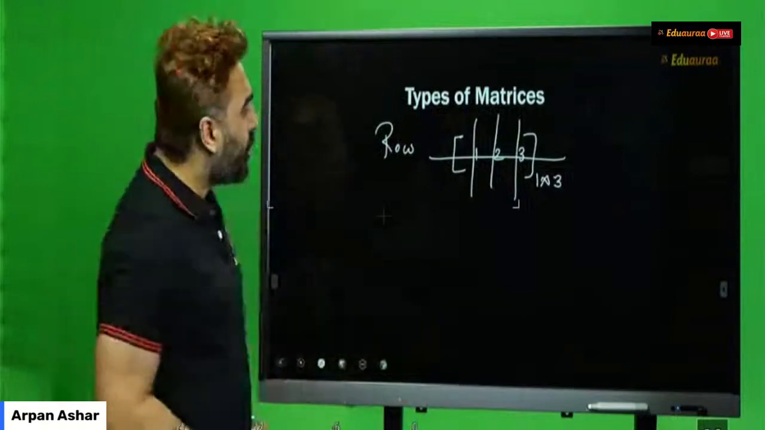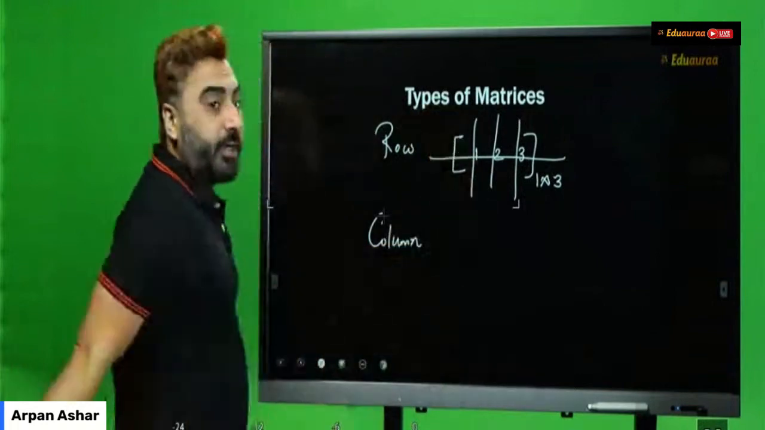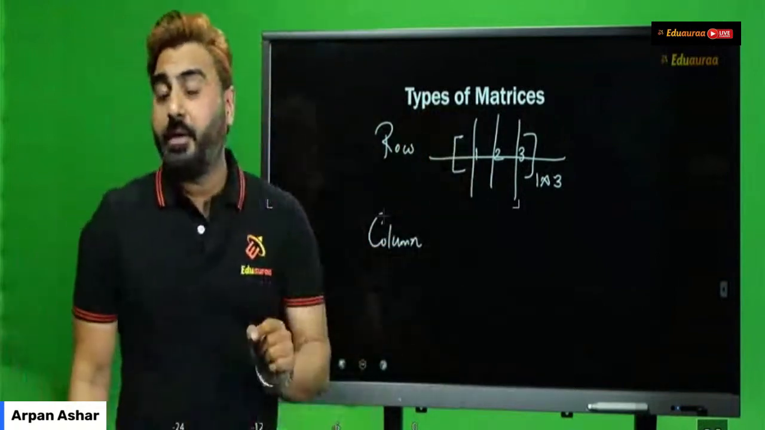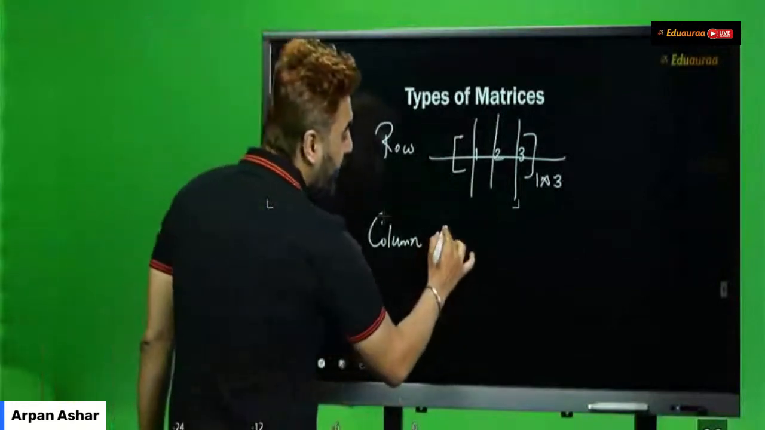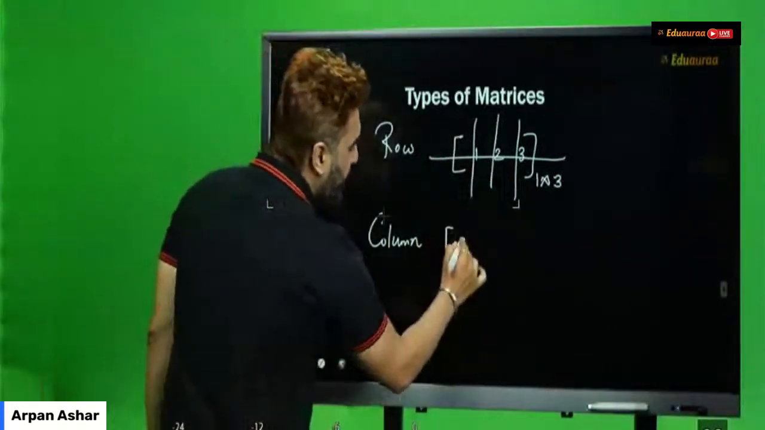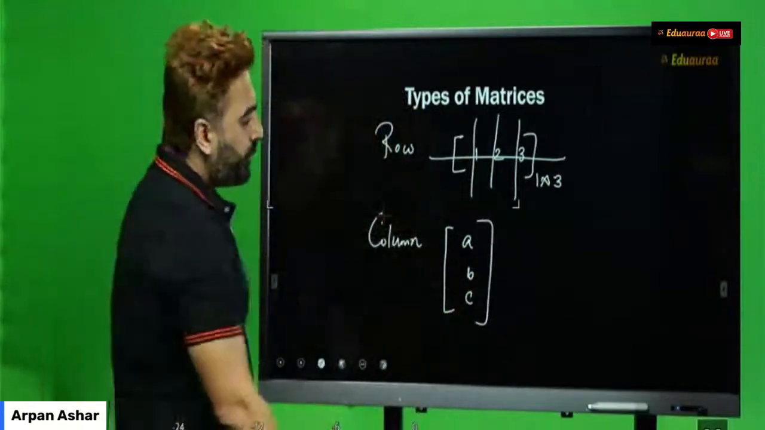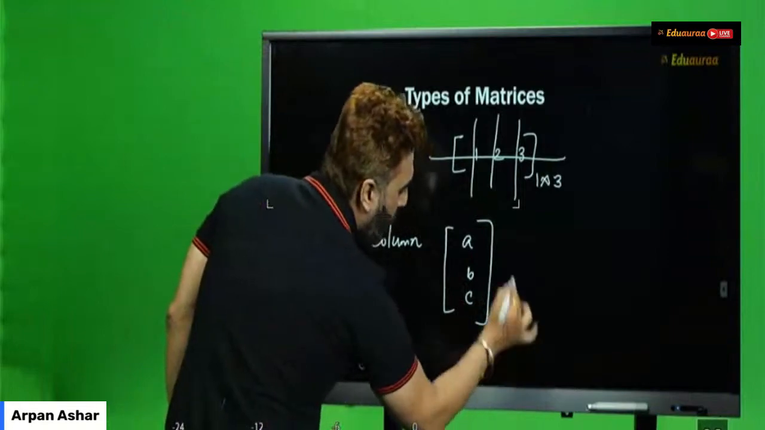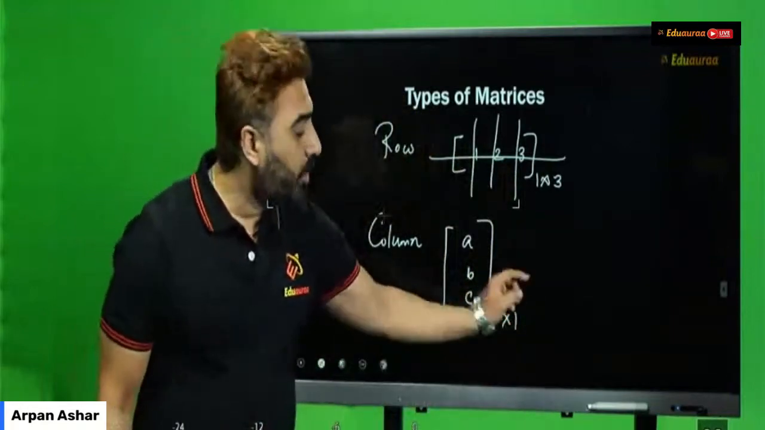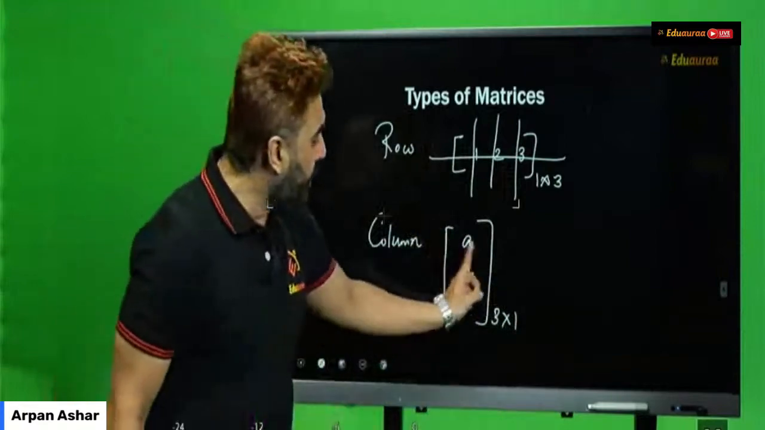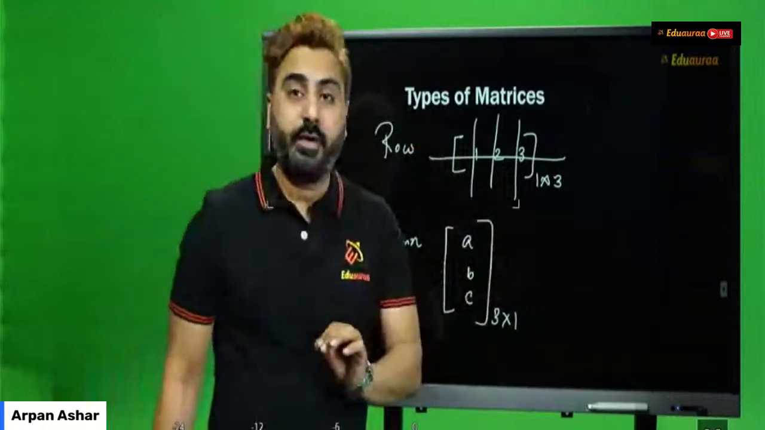Similarly, the next type of matrix is the column matrix. If a row matrix is a matrix with a single row, what will a column matrix be? A column matrix will be a matrix with a single column. So let's say A, B, C. What is the order? 3 by 1. What does your first number denote? It denotes the number of rows. The second number denotes the number of columns. What is the column count here? 1. That means that is nothing but your column matrix.